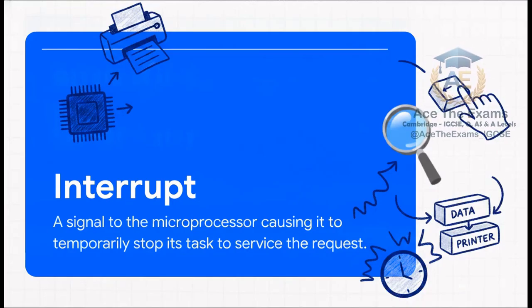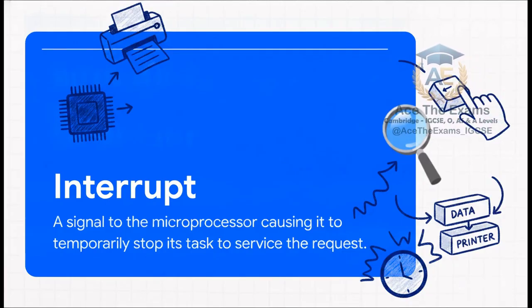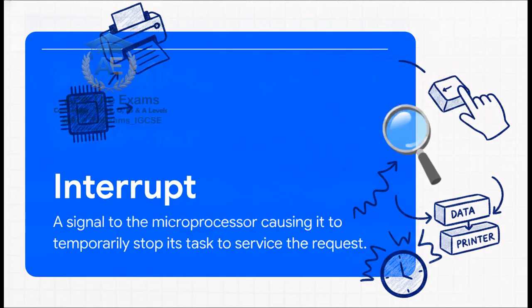Whether it's a physical paper jam in a printer, a missing executable software file, a user suddenly pressing a key on the keyboard, or a timing signal error from the internal clock, these signals all demand the CPU's immediate attention. An interrupt is literally a signal sent from a device or software to the microprocessor, causing it to temporarily pause what it is currently doing to service the request.